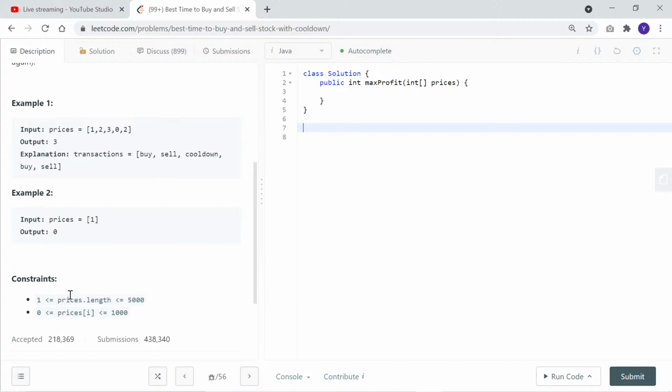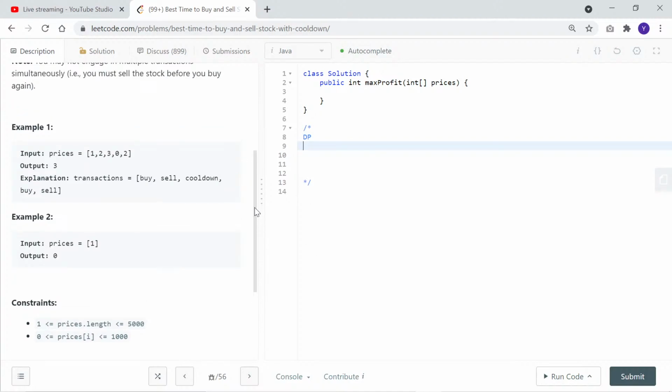The constraint on length is between 1 and 5,000. Price is between 0 and 1,000. So this question is one of the buy and sell stock series, and all the questions in that series can be solved by dynamic programming. So I'm going to also use the dynamic programming approach.